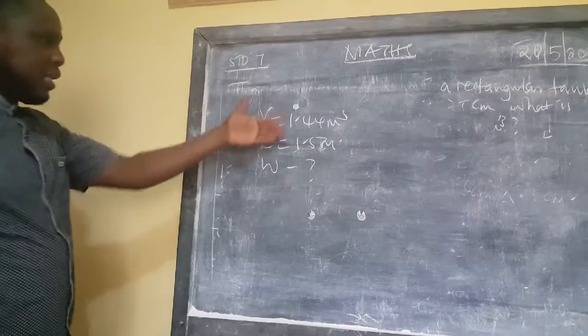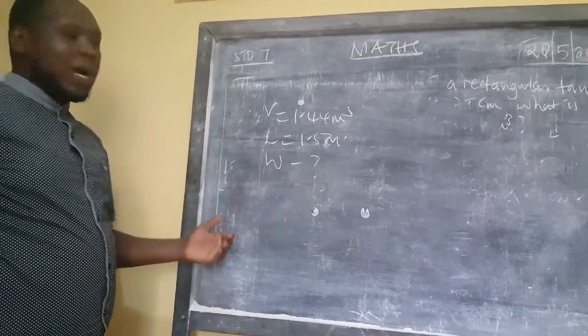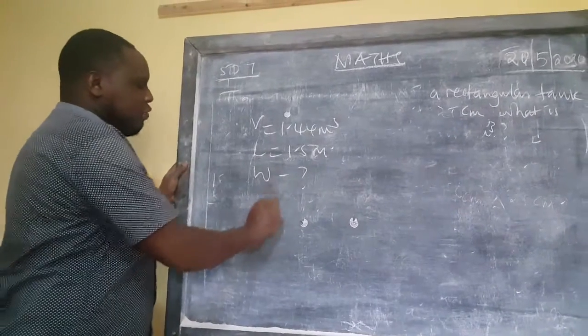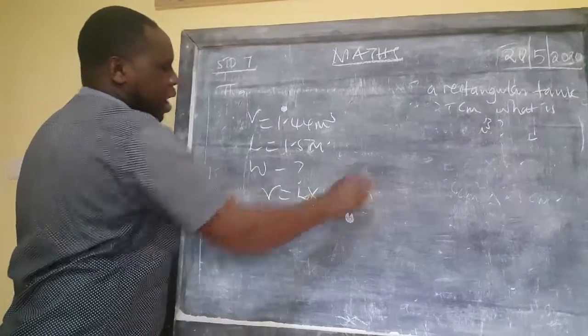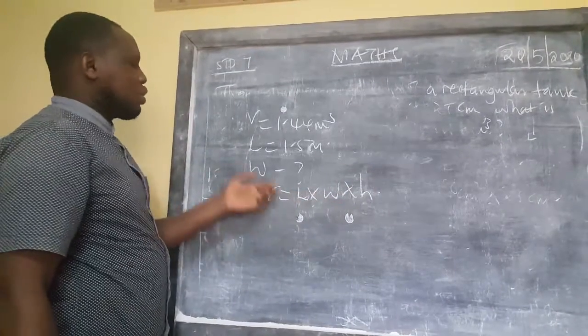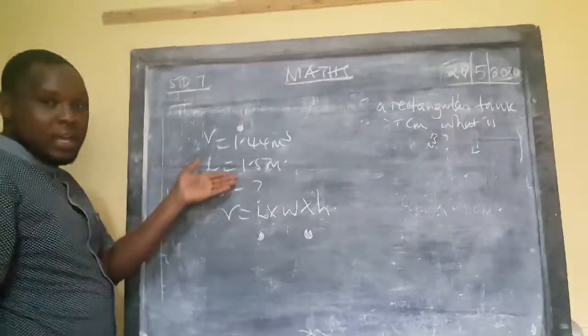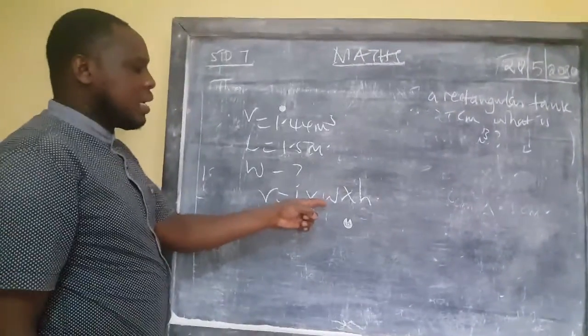So if it's a word question, break it into small workable statements that you can follow. So you say volume is equal to length times width times height. Why are we using length, width, and height? Because these measurements here are length, width, and height. We are not given base area. So that's why we are using volume equals length times width times height.